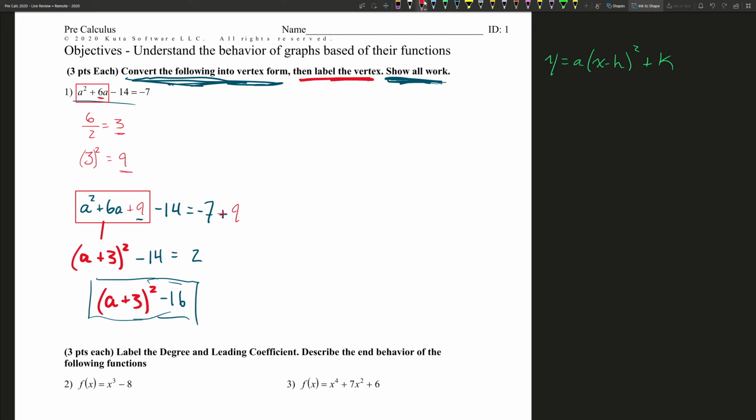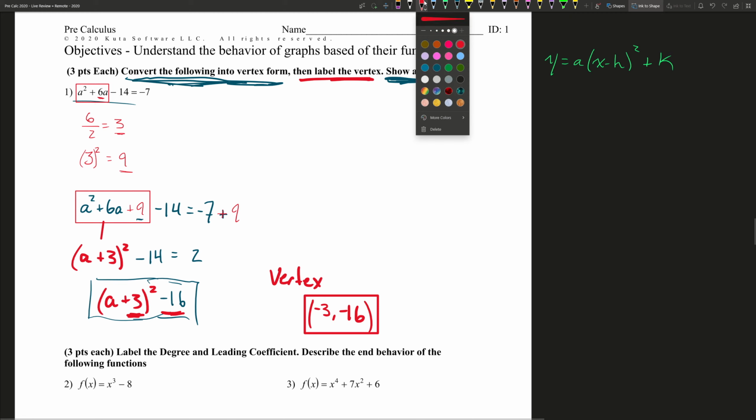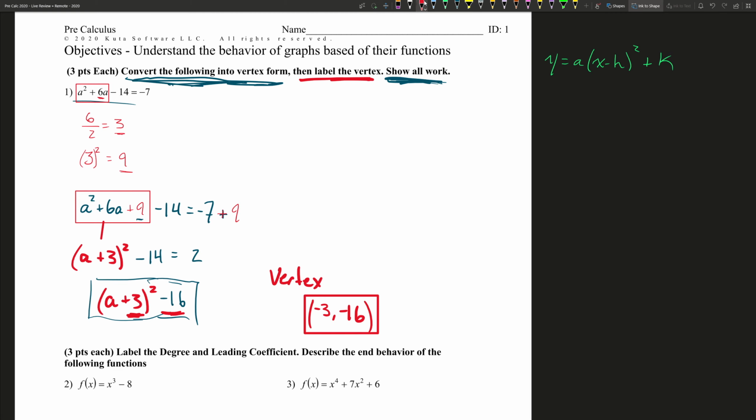It doesn't really require any math. All right, we just have to pull out the opposite of this guy and then this guy. All right, so our vertex is hk, so it's negative 3, negative 16. And then that's full points.